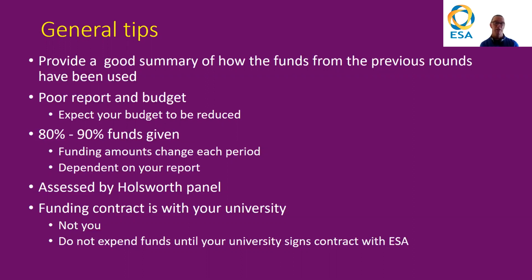In previous rounds, we have been giving out around 89% of the funds. So the amount of funds that you have asked for might not be the same as what you're given, or what is given to the research office at your university. The funding amounts will change depending on the amount of money that we get from the endowment fund, but can also be dependent on your report. So the amount of money you get is never guaranteed.